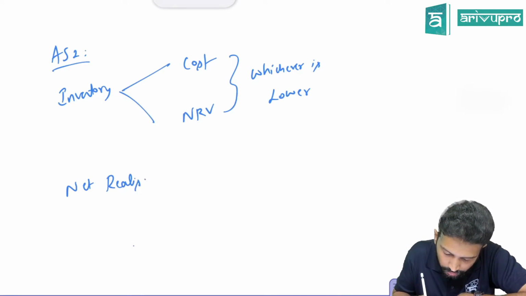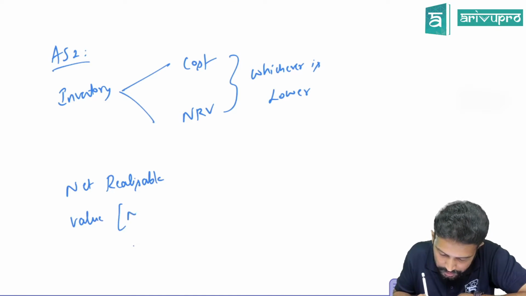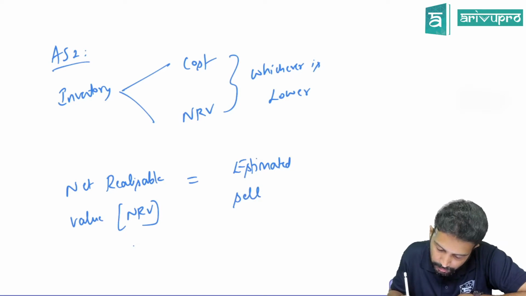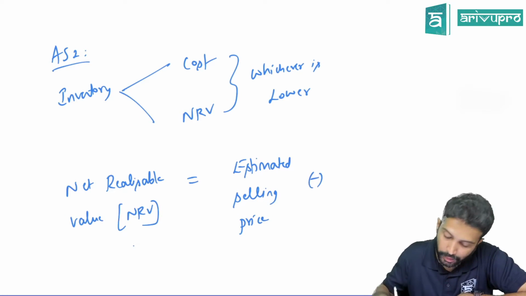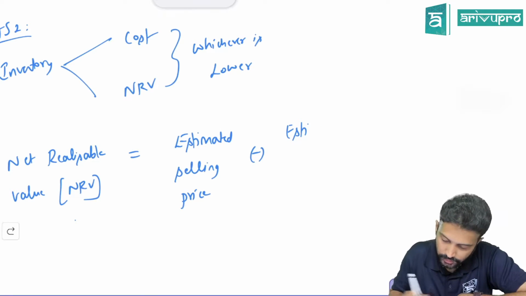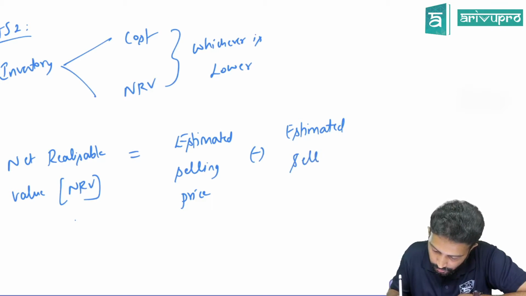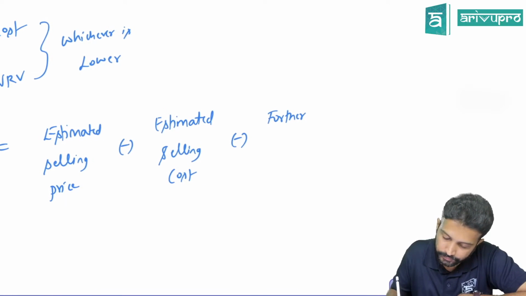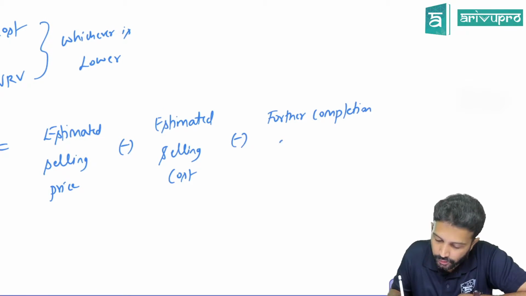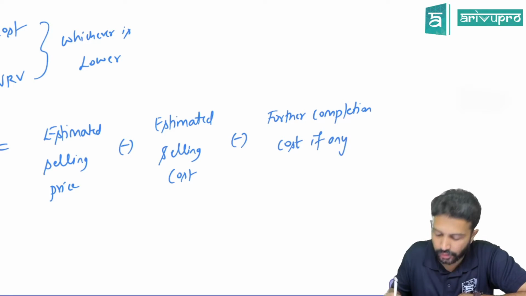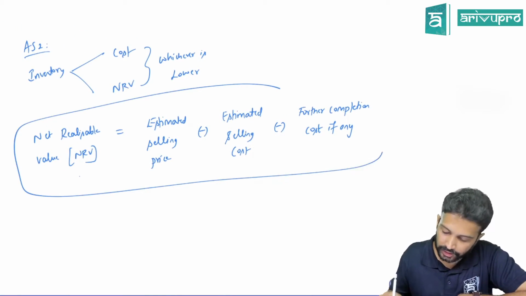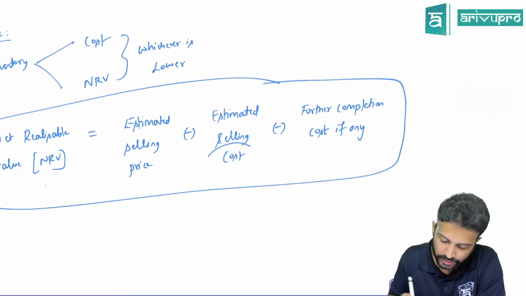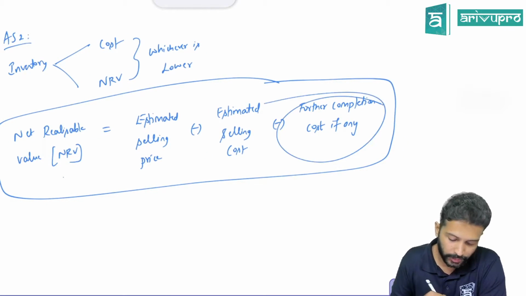NRV is nothing but, maybe let me write the full thing, net realizable value, or in short form, for class purposes, we'll call it NRV. NRV is nothing but estimated selling price minus estimated selling cost minus further completion cost, if any. This is how you get NRV. Instead of selling cost, you can write selling expense also.